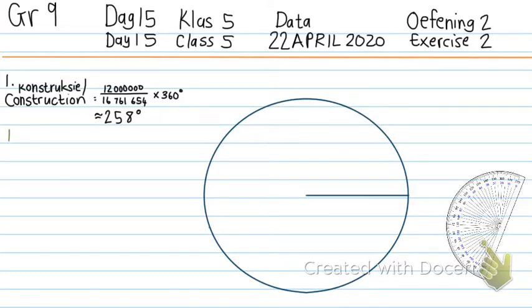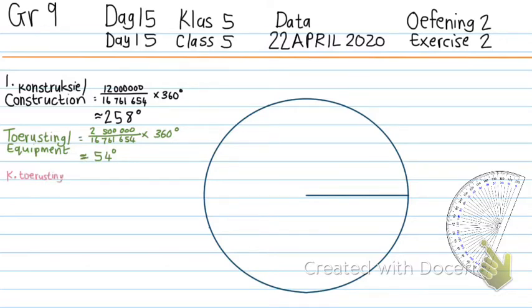Then I take different colors and I look at what the equipment degrees will be. Equipment is 2,500,000 over the total times 360 degrees, which gives me 54 degrees. And so I do with each of these with different colors.